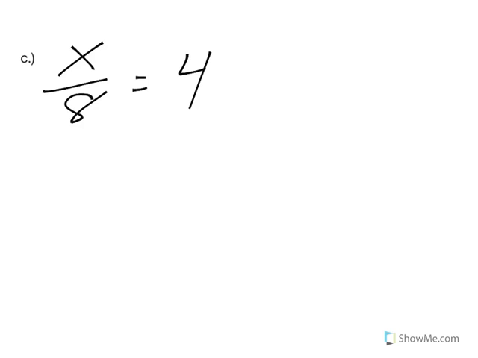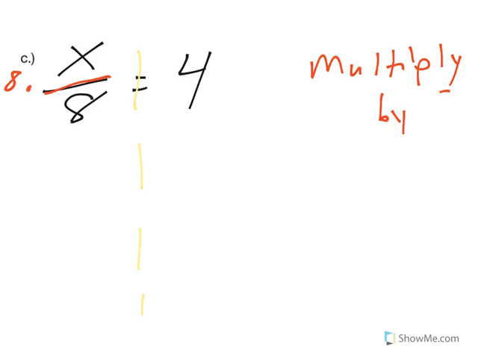And our last step, x divided by 8 equals 4. So our equal sign splits our equation into two equal halves. Now you see a division bar. The opposite of divide is multiply. So we want to multiply by 8.